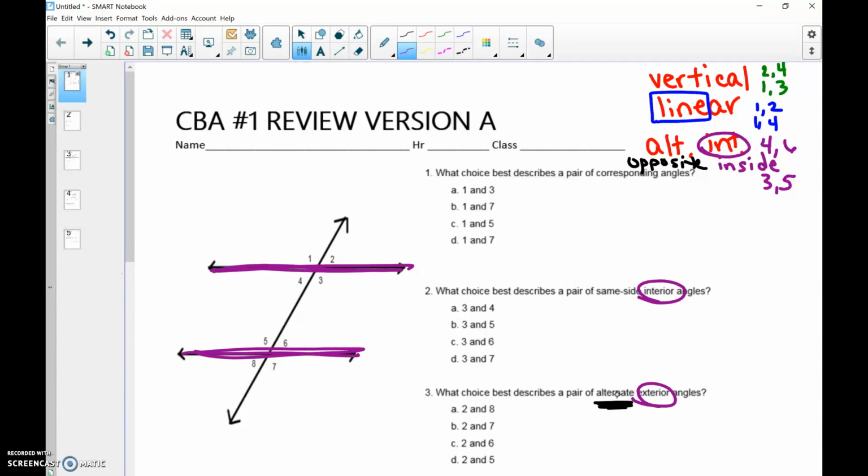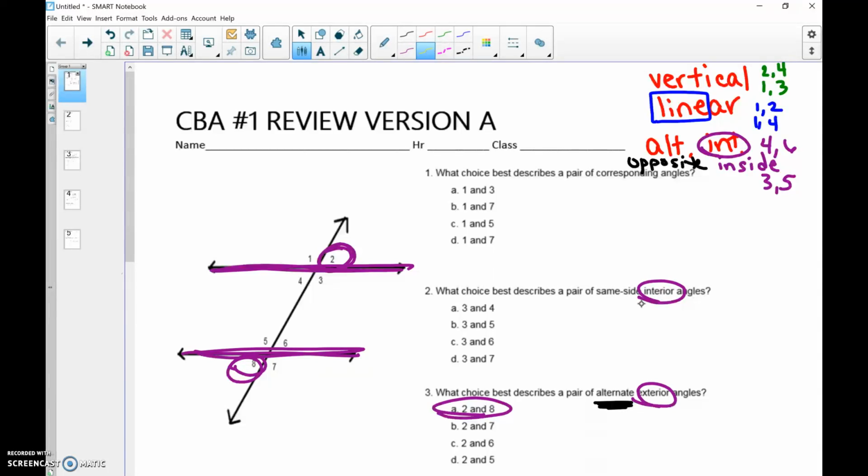So let's jump down to the alternate exterior one. That's going to be the exact same thing, opposite for alternate. Exterior, though, this means outside the parallel lines. So look at our options, 2 and 8, 2 and 7. So I know it's got to be 2. So that one's already on the outside. It's on the right-hand side. So jump down over here. Which one's on the opposite side? That would be 8. So the answer for number 3 should have been A, 2 and 8. Opposite exterior, alternate exterior.